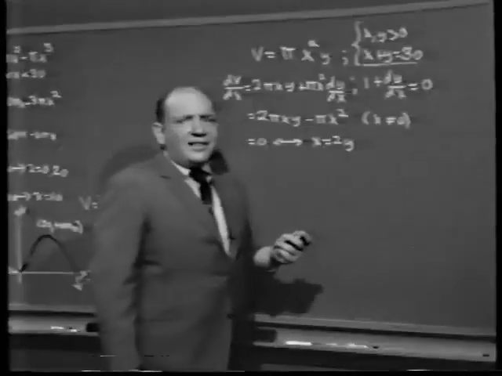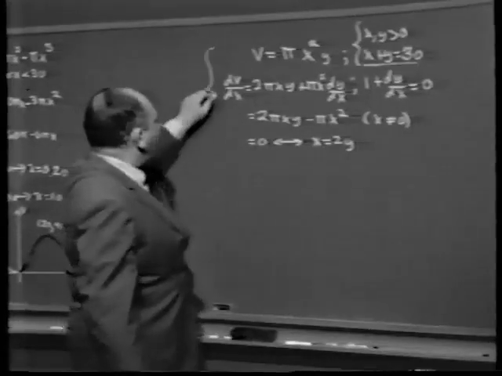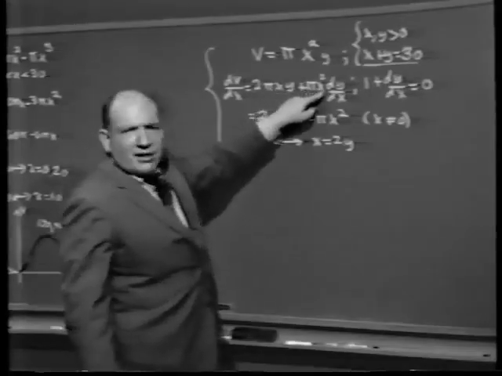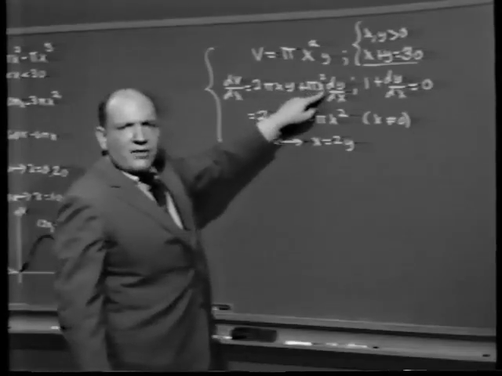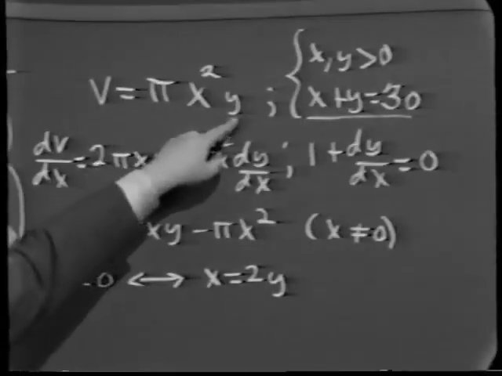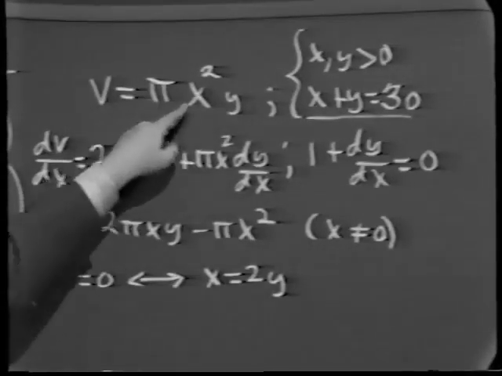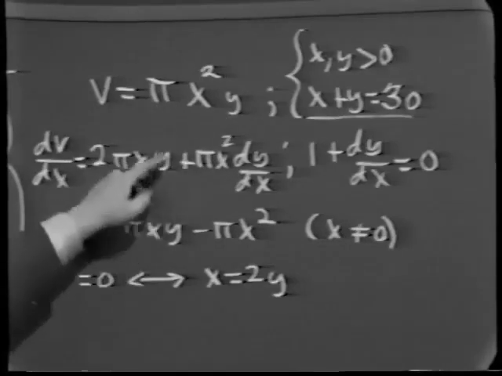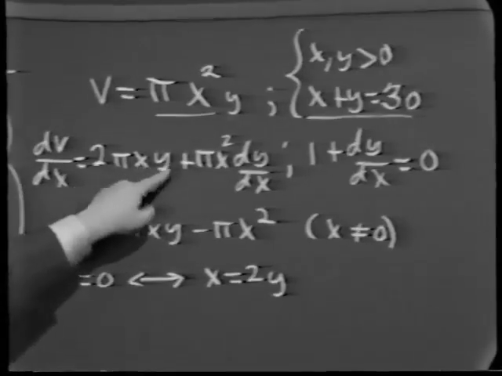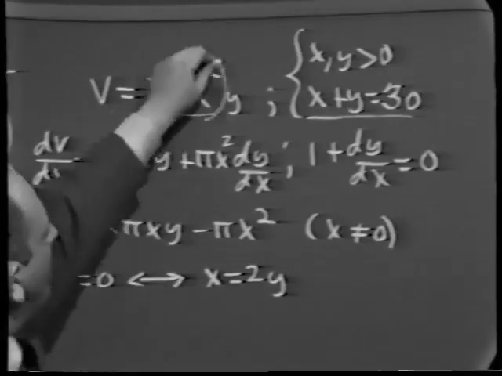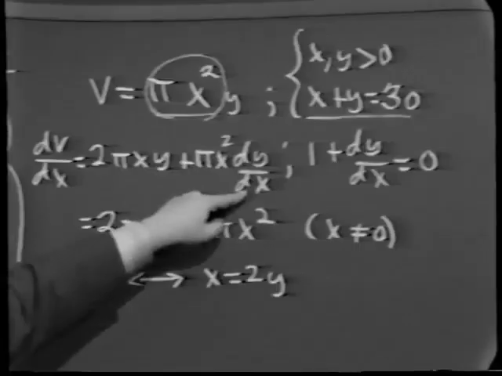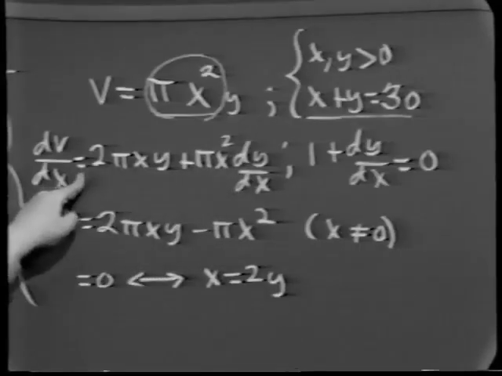And the point that I'd like you to see is that we can solve this problem very nicely without having to resort to explicitly replacing y as a function of x. Namely, implicitly, assuming that y is a differentiable function of x, we can differentiate this thing as a product. dv dx will be what? The derivative of the first factor, which is 2 pi x, times the second, plus the first factor, which is pi x squared, times the derivative of y with respect to x. Okay, so that's dv dx.